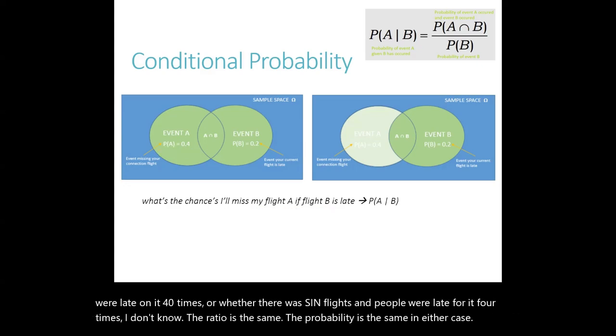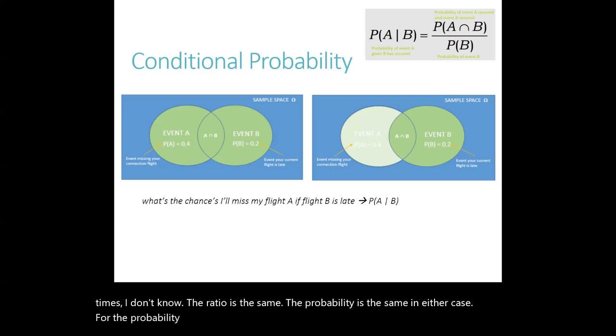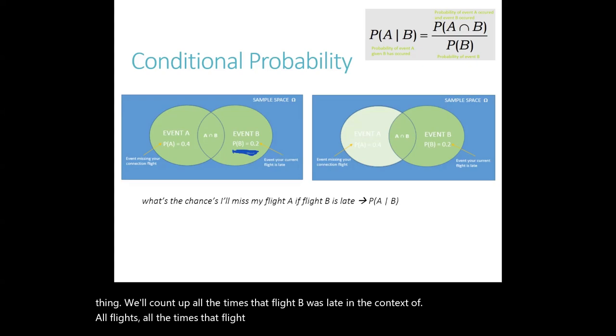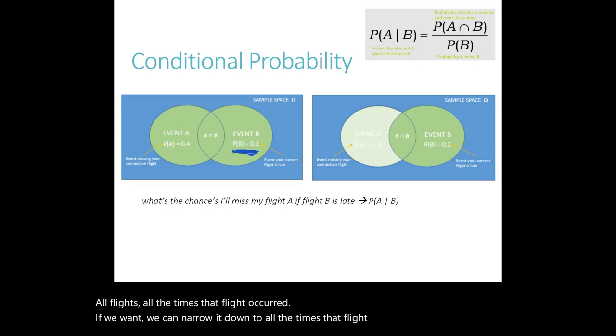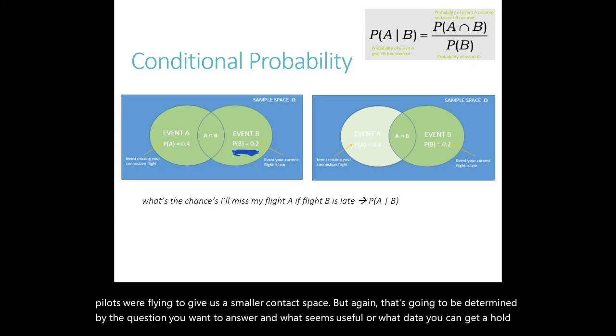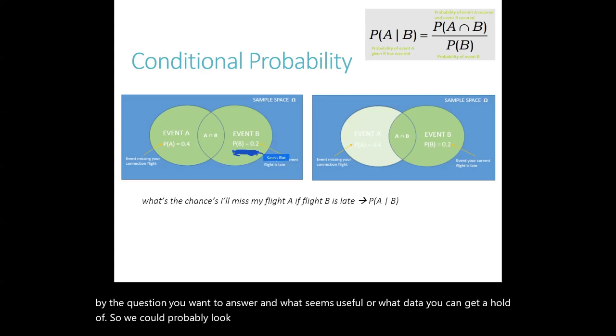For the probability of B, what's the probability of flight B being late? That's our B event. Same thing. We'll count up all the times that flight B was late in the context of, well, all flights, all the times that that flight occurred. If we want, we could narrow it down to all the times that flight occurred when these particular pilots were flying, to give us a smaller context space. But again, that's going to be determined by the question you want to answer and what seems useful or what data you can get a hold of. So we could probably look at, say, the records from the airport.